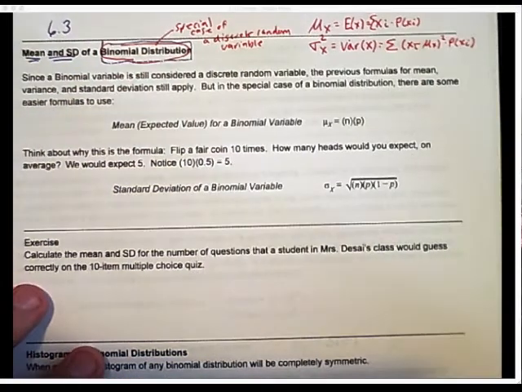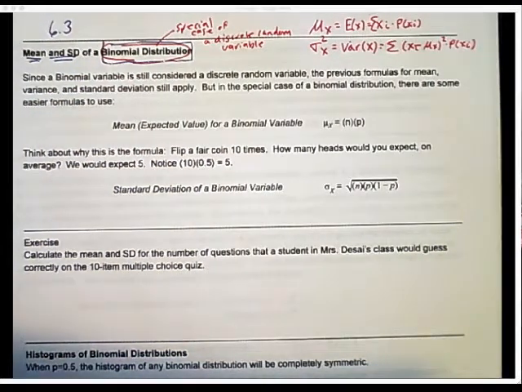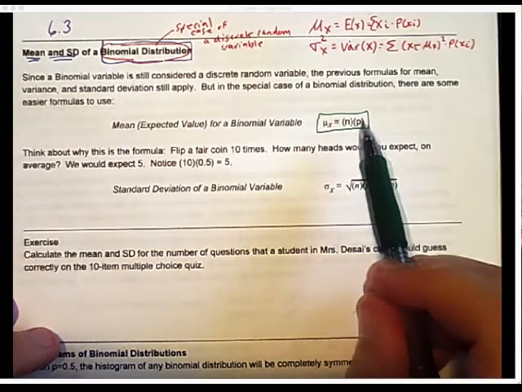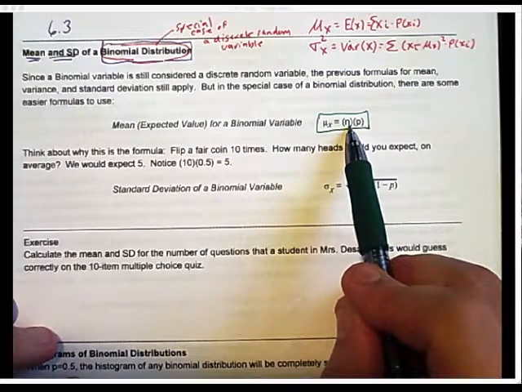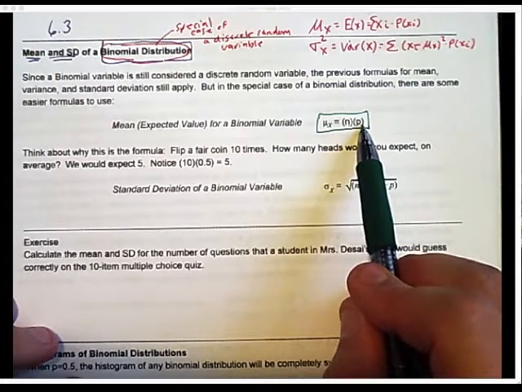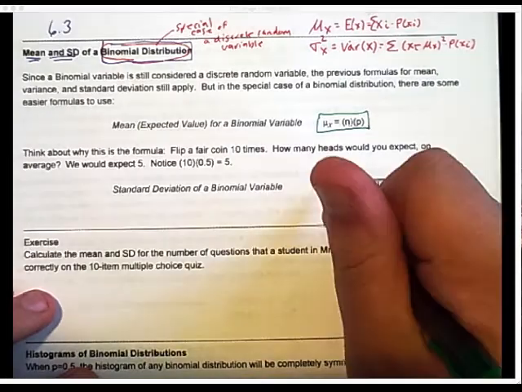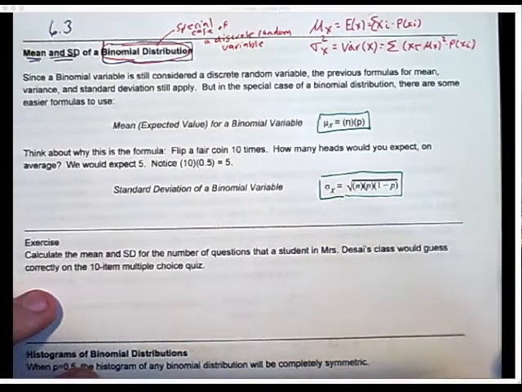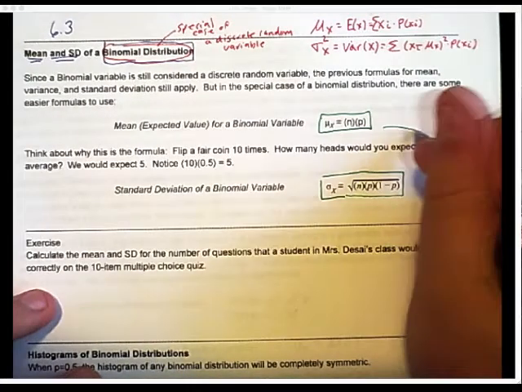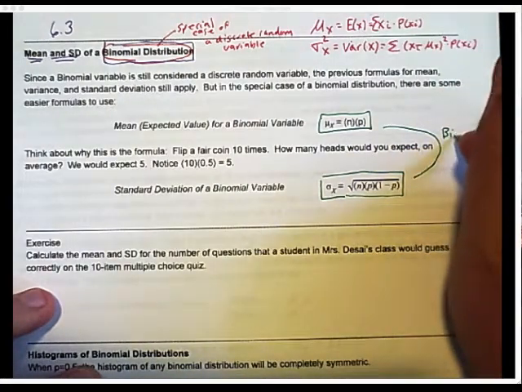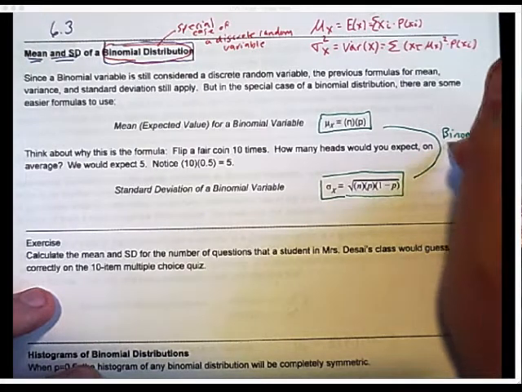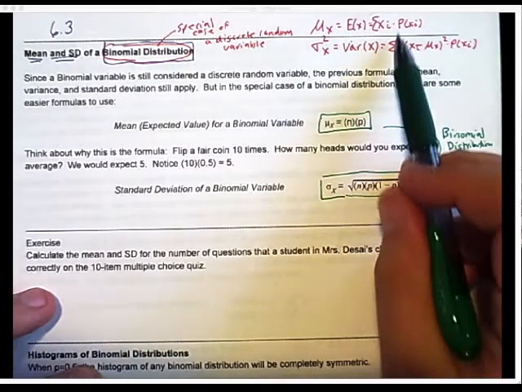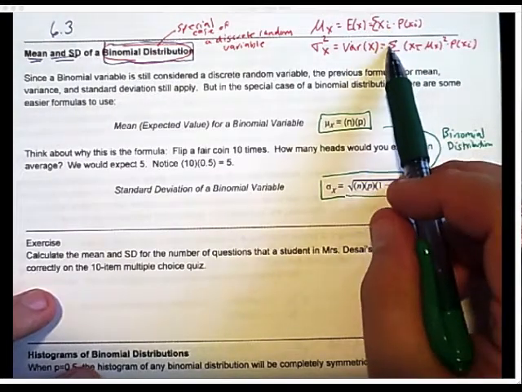So here is the formula we can use for the mean, and again we can call that expected value. Just take the fixed number of trials times the probability of success. And here is a simpler formula for the standard deviation. Both of these formulas apply just to the binomial. The other formulas will also work, but they're harder to calculate.